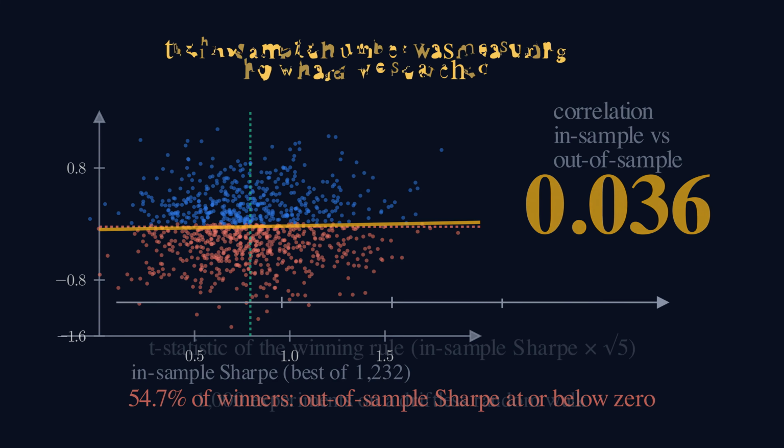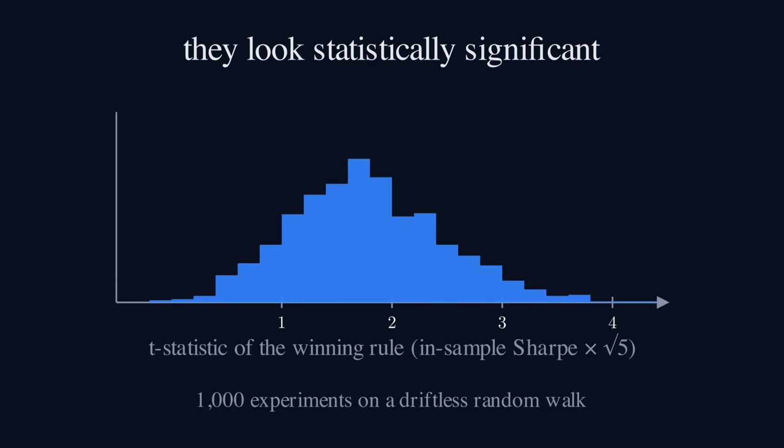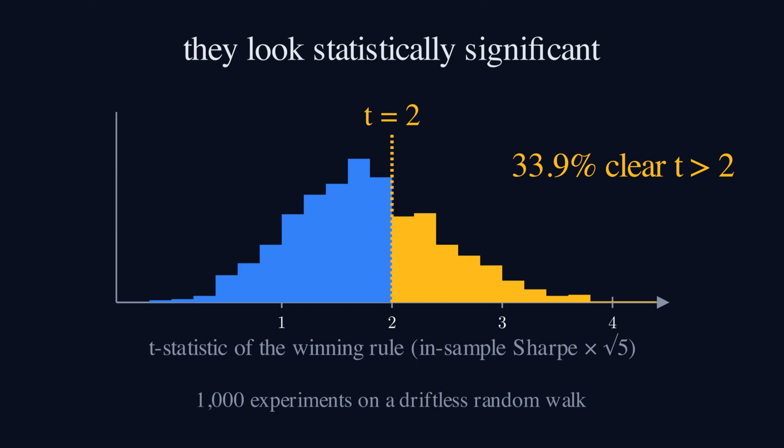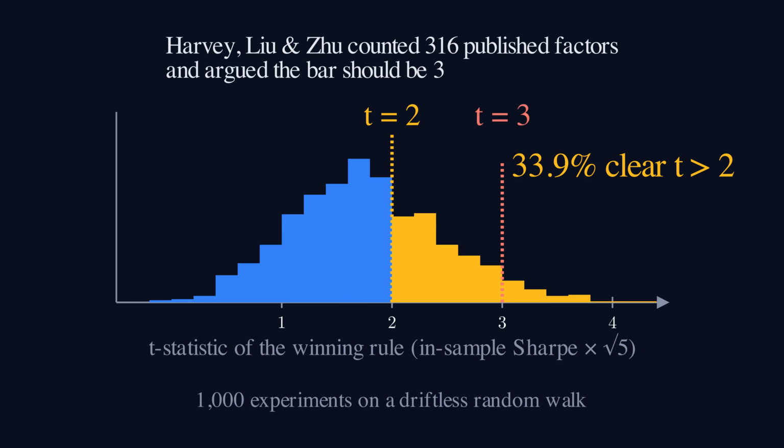And those winners look statistically significant, which is the cruelest part. The conventional bar in finance is a t-statistic above 2, and 33.9% of ours cleared it. Harvey, Liu, and Zhu counted 316 published factors, and argued the bar should be 3. On pure noise, 4.8% of our winners cleared 3 as well.